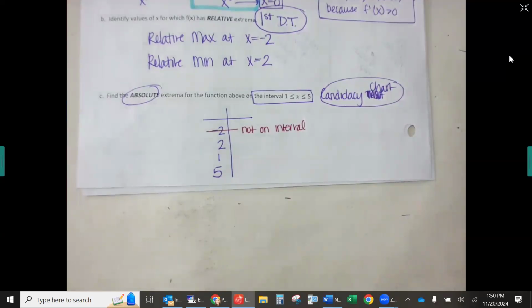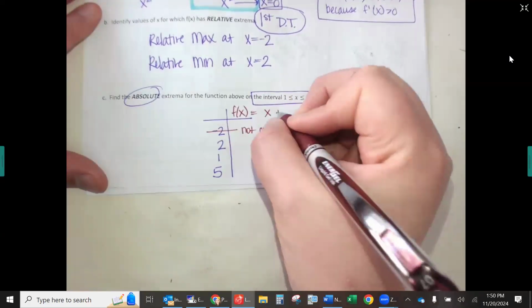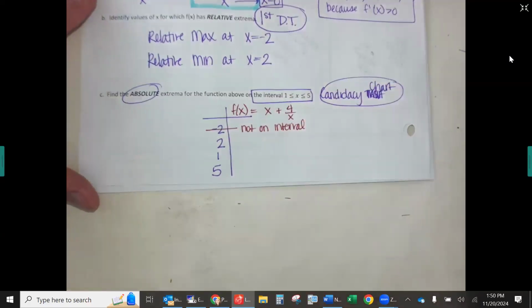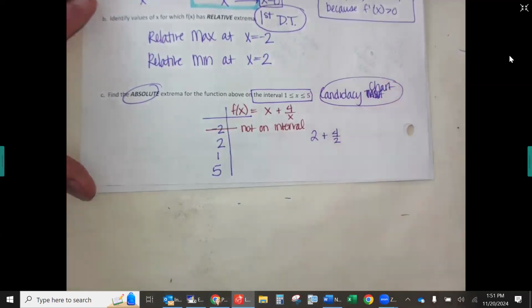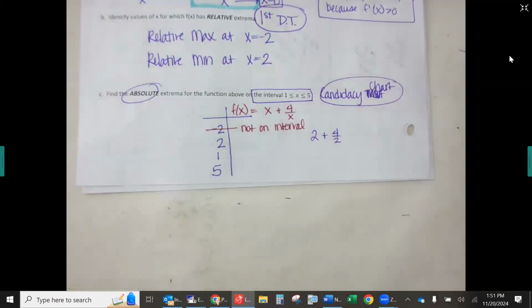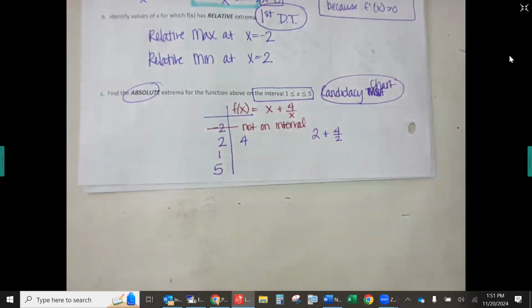Now, what are we plugging into, f or f prime? Original f. Very good. Because remember, we want to know whose y value is the biggest and whose y value is the smallest. So my original f of x, I'm going to write it up here, is x plus 4 over x. Let's start off by plugging in 2. So I would have 2 plus 4 over 2. What's 4 divided by 2? Add it to another 2. Y value is 4.